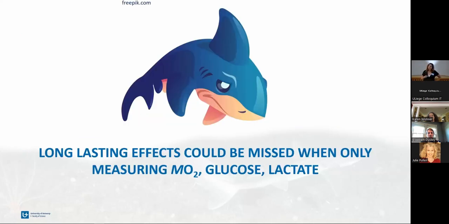So it's very important to consider the organism that you study and its specific characteristics if you want to measure the effects. Because if you would only have looked at lactate here as an indication of anaerobic metabolism, we would have said they were fine after 6 hours recovery, even after such a severe hypoxia. And I guess that's the main take-home message here.